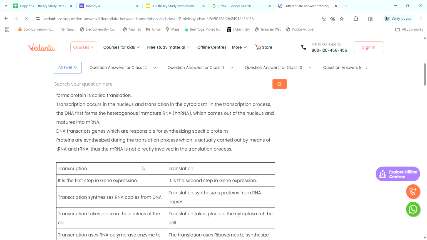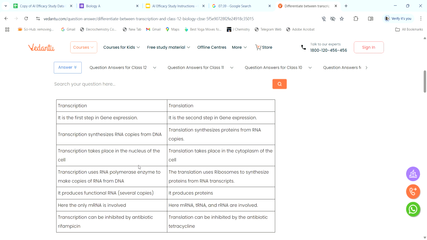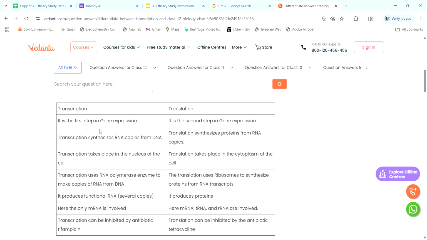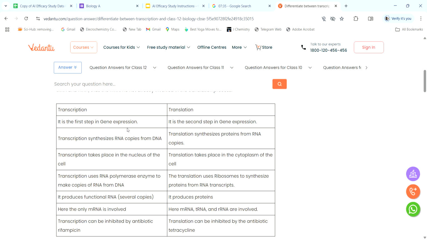Transcription is the first step in gene expression, and translation is the second step in gene expression. Transcription synthesizes RNA copies from DNA. Translation synthesizes protein from RNA copies. Transcription takes place in the nucleus of the cell. Translation takes place in the cytoplasm of the cell.